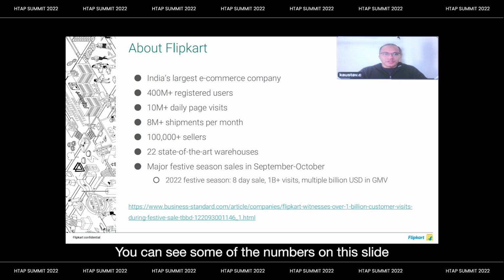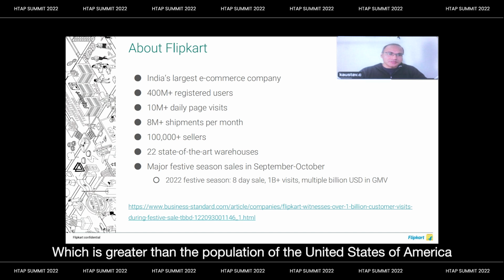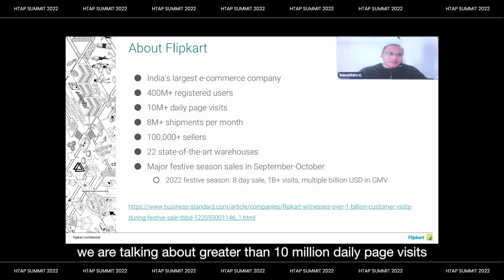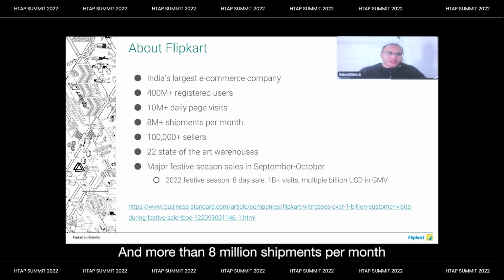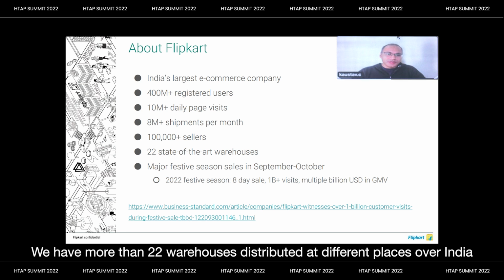And you can see some of the numbers on the slide. So Flipkart has more than 400 million registered users, which is greater than the population of the United States of America. At that scale, we are talking about greater than 10 million daily page visits and more than 8 million shipments per month. And Flipkart is organized as a marketplace. So different sellers can come on board and sell their products. And we have more than 100,000 sellers. And to deliver the goods to our customers, we have more than 22 warehouses distributed at different places over India.